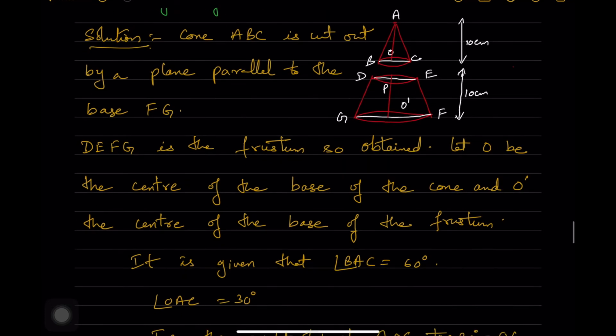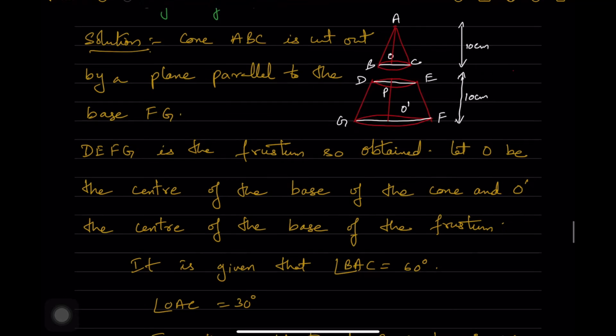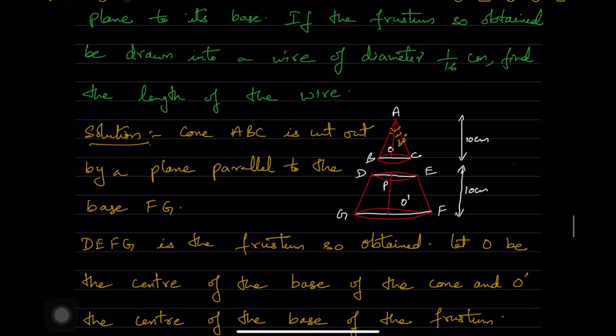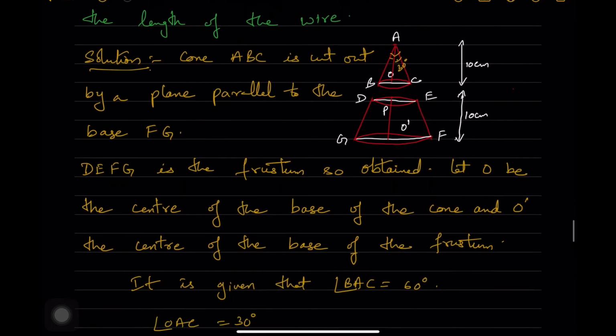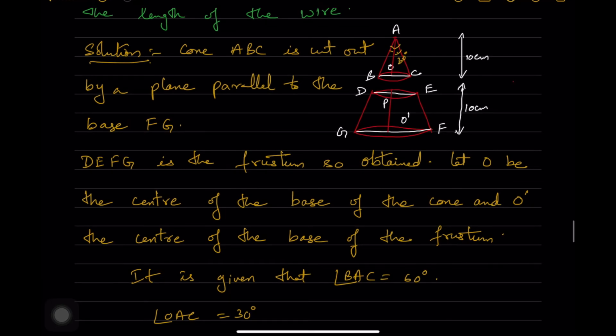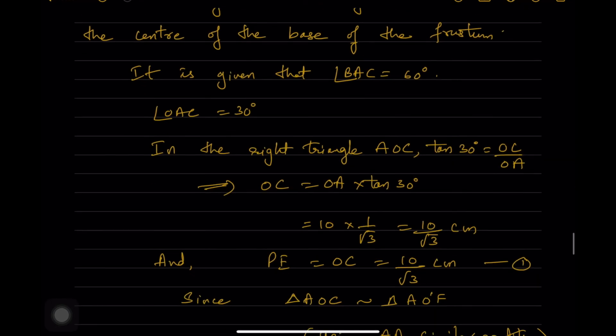It is given that angle BAC is equal to 60 degrees, that is this top part is equal to 60 degrees, and angle OAC is only this part, because this whole thing is 60, only this part is 30 degrees. So therefore, in the right angle triangle, tan 30 is equal to OC by OA, that is opposite by adjacent. So OC is equal to OA into tan 30.